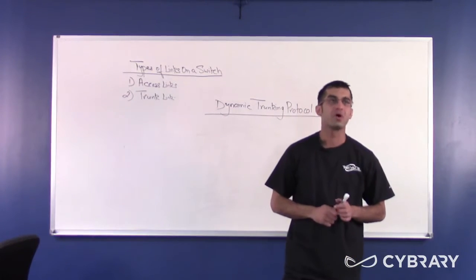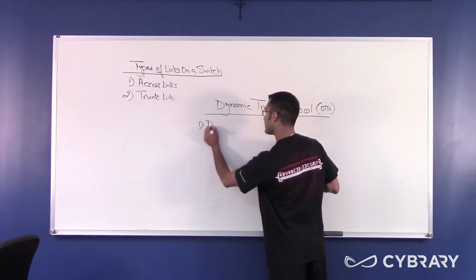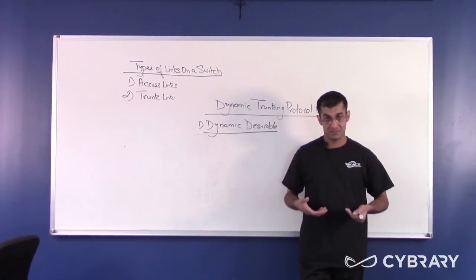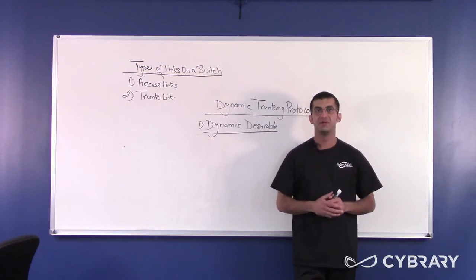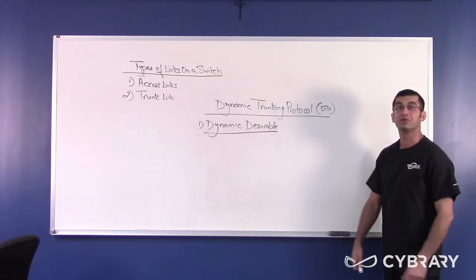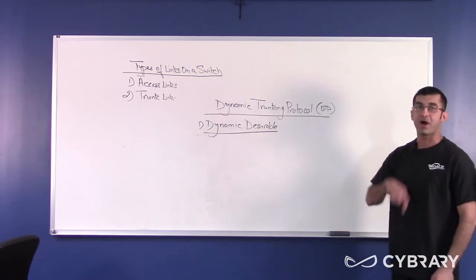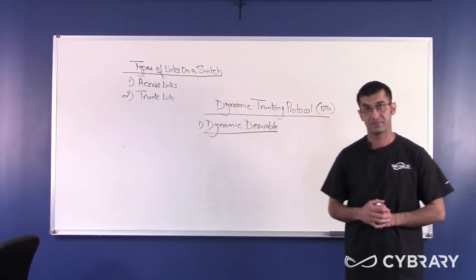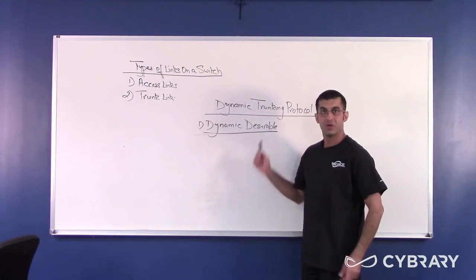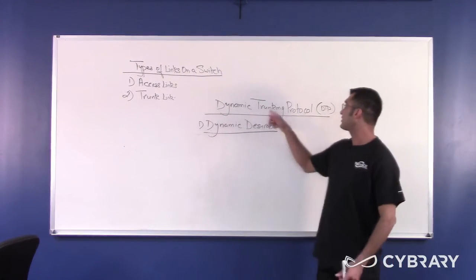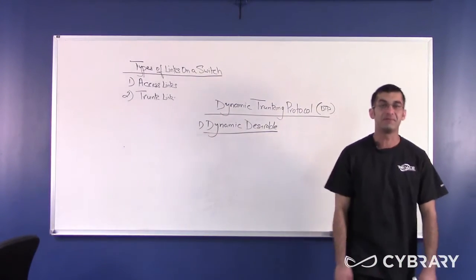So Dynamic Trunking Protocol can run in one of three modes. The first mode is Dynamic Desirable. If the switch port is in Dynamic Desirable mode, it will send DTP frames and it will respond to DTP frames. So it will both send and respond to DTP frames from the other end of the link. As the name says, a trunk is desirable. So if the other side is sending me Dynamic Trunking Protocol frames, I will respond to them. If the other side is quiet, I'm going to send it DTP frames.